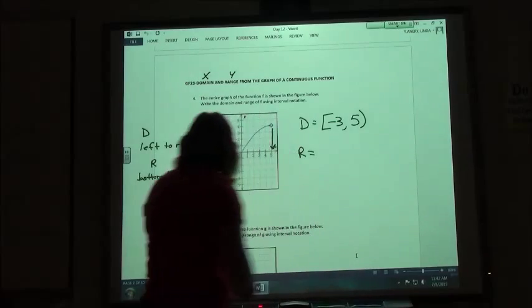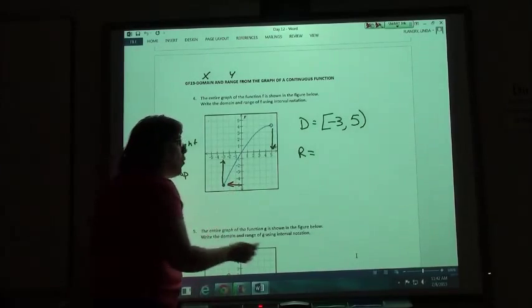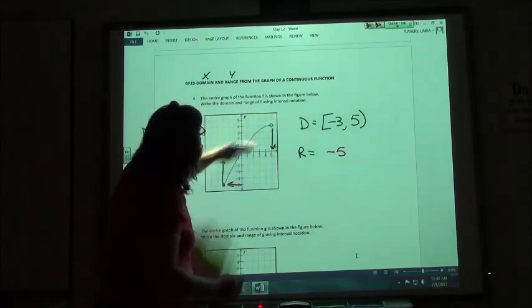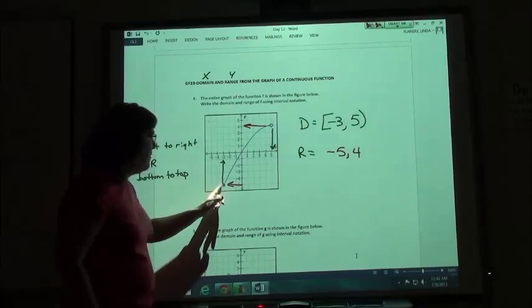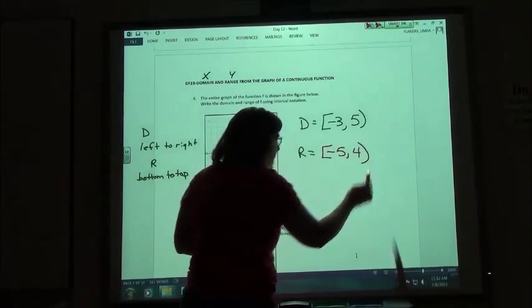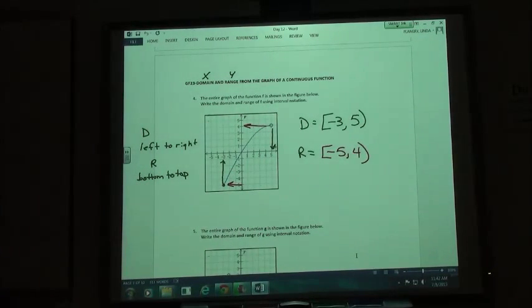For my range I'm looking at the bottommost point right here, which is at y equals -5, and my graph is continuous, and my highest point has a y value of 4. The -5 we are touching is going to have a bracket. The 4 has the open circle, so it is going to have a parenthesis. So when you're thinking about domain and range, for domain you want to go from the farthest left point to the farthest right point on your x-axis. For range you want to go from the bottom point to the top point.